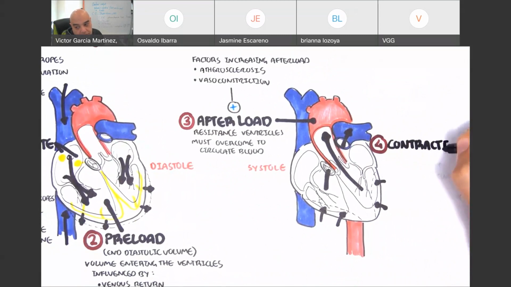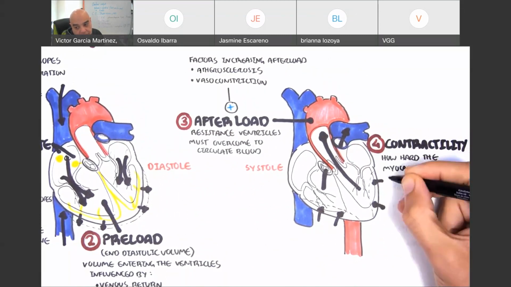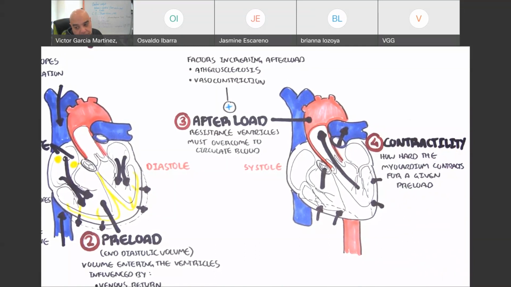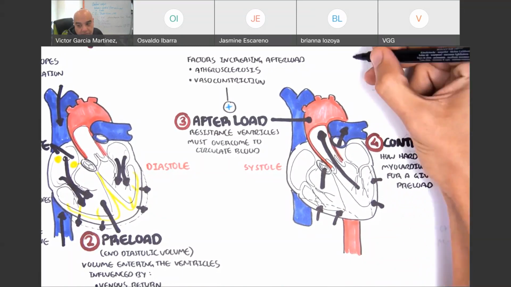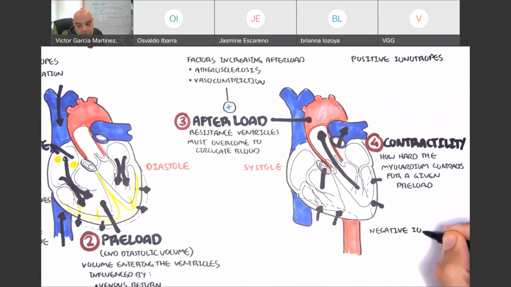The fourth determinant of cardiac output is contractility. This is how hard the myocardium must contract for a given preload. And there are things that influence contractility. These are inotropic factors. There are positive inotropes, which increase contractility, and then there are negative inotropes, which decrease contractility.